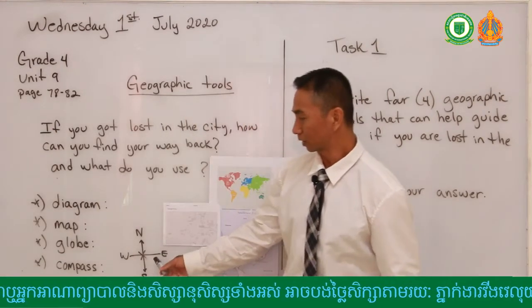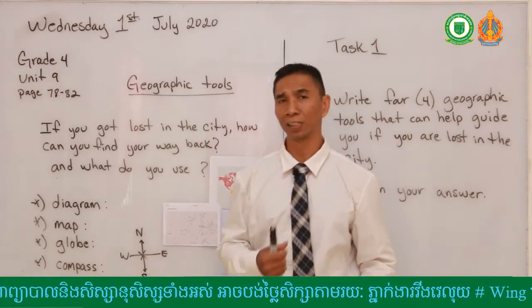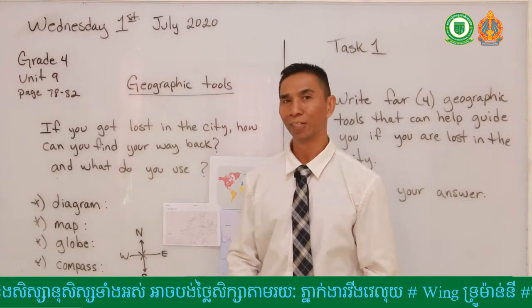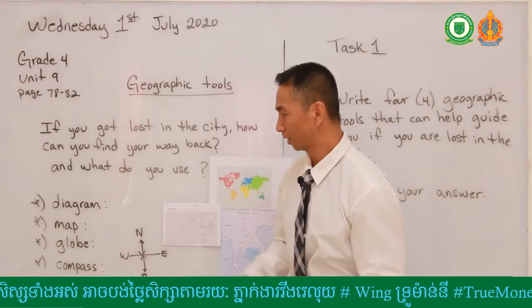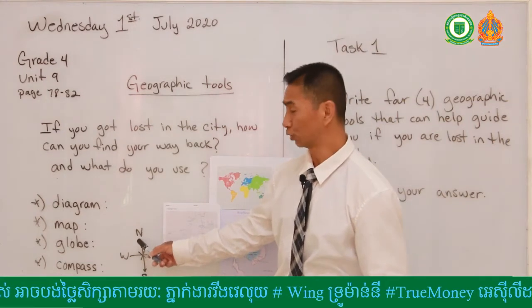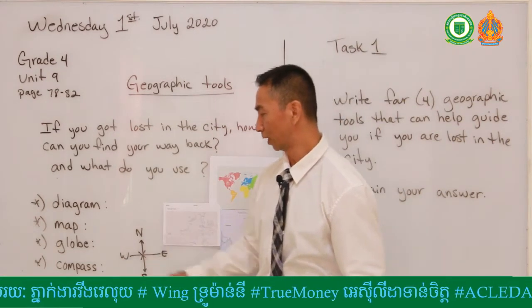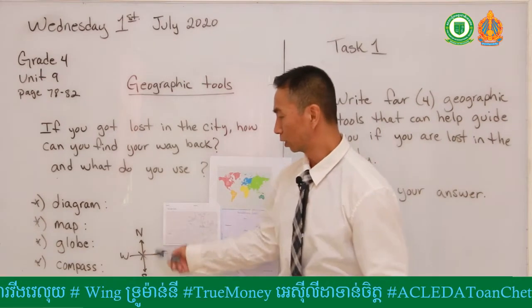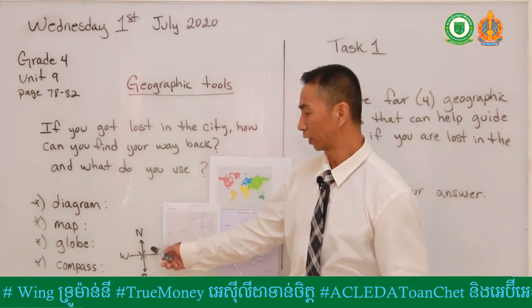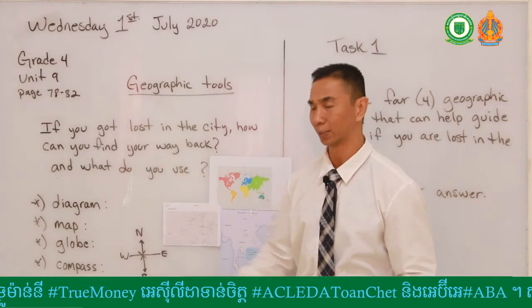So is this a compass? Does the compass tell us the directions? If you say yes, you are correct. Because the compass tells us which direction is north, which direction is south, which direction is east, and which direction is west, or the intermediate directions like northeast, southeast.